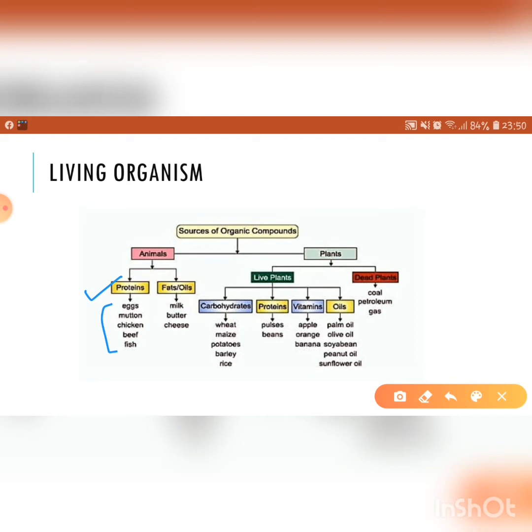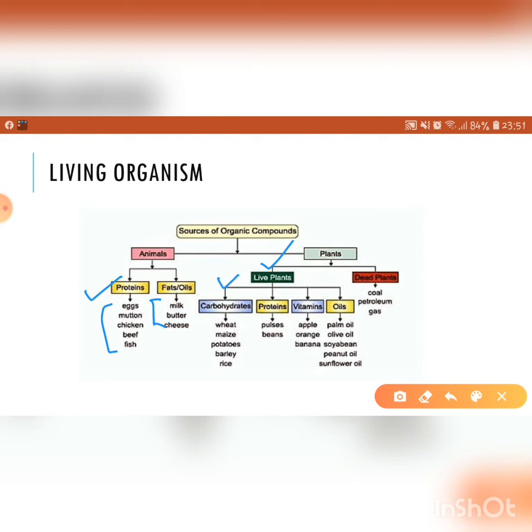Similarly, we also get fats or oils when we consume milk, butter, or cheese. Now, these proteins, fats, and oils are the organic compounds. Plants also are the source of these organic compounds.